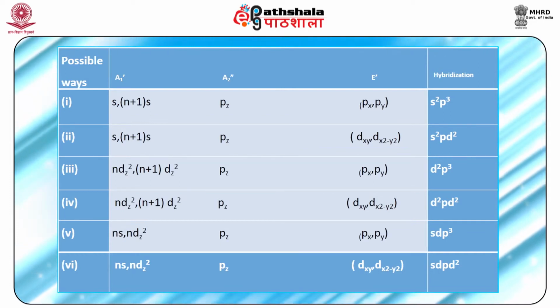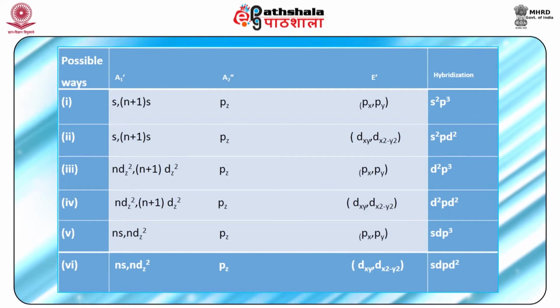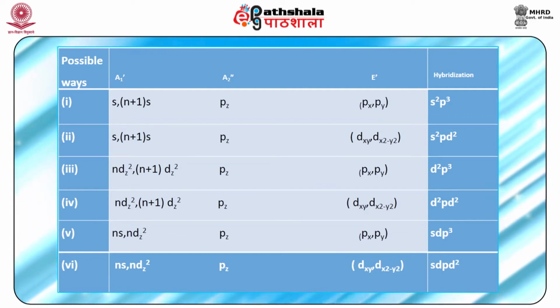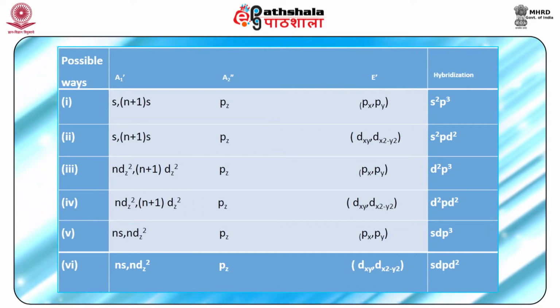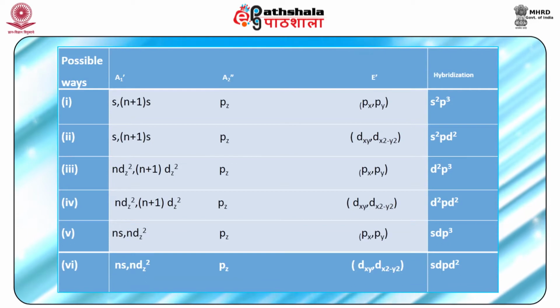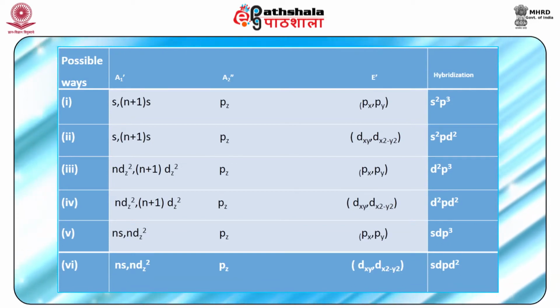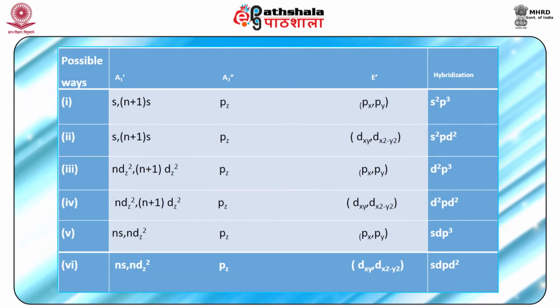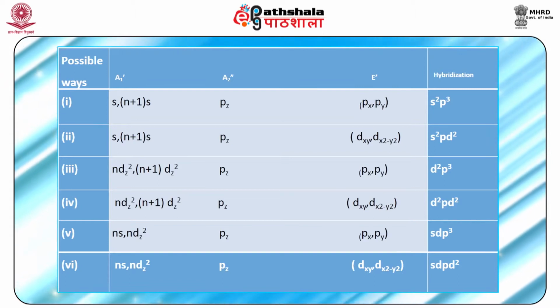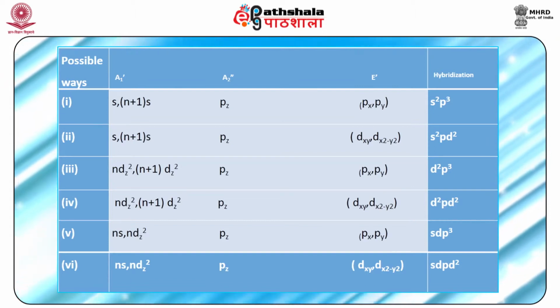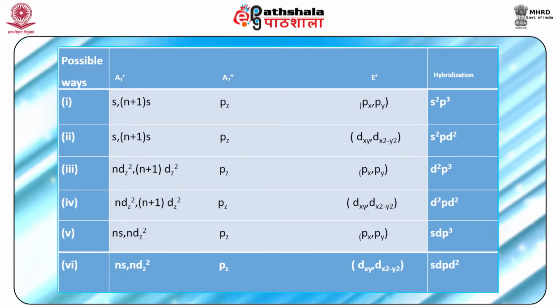Number 4, dz square, n plus 1 s, pz orbital, then dxy, dx square minus y square, that is pd4. Number 5, ns and dz square, pz, px, py, that is sdp3. Number 6, ns, dz square, pz, dxy, dx square minus y square, that is spd3. So we are having these 6 possible combinations.